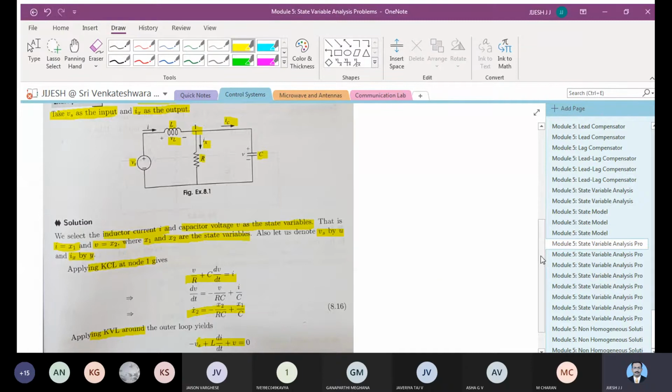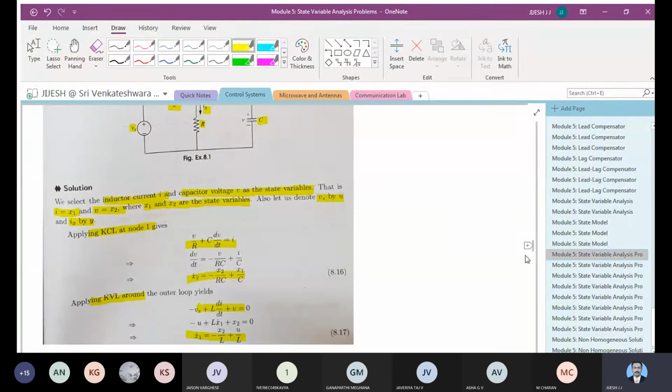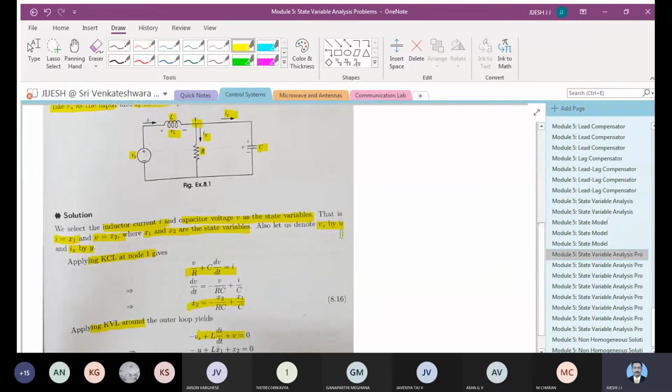After that you have to use the KVL equation. How to use the KVL equation, you know that. When you write the KVL equation for the outer loop, you can say that minus Vs plus L into di by dt plus V is equal to 0. You can just write the KVL equation here. So you'll get minus Vs plus L into di by dt plus V is equal to 0.